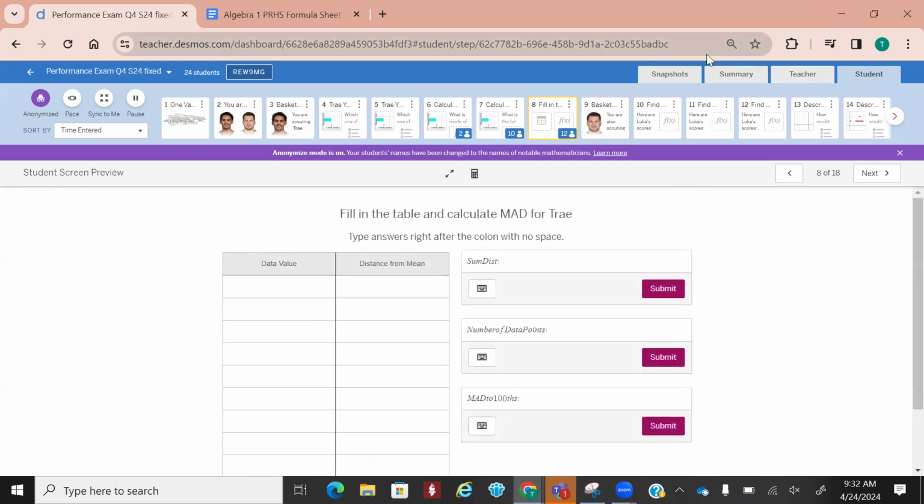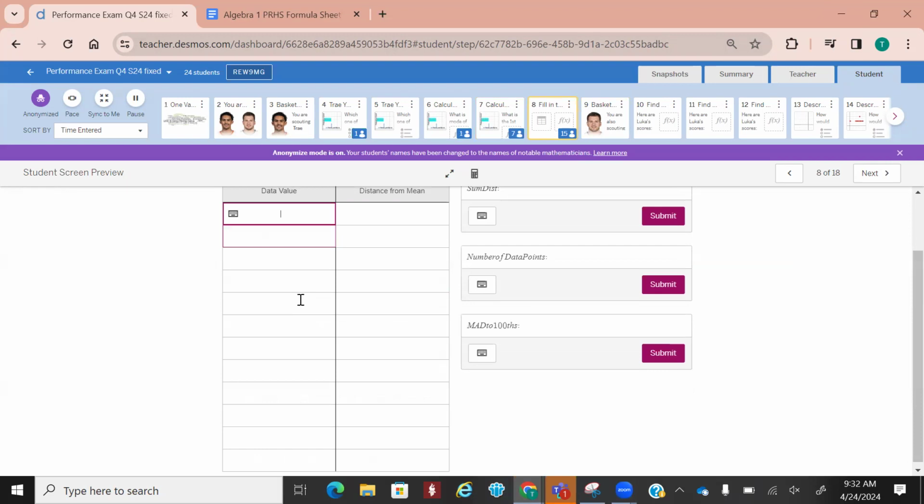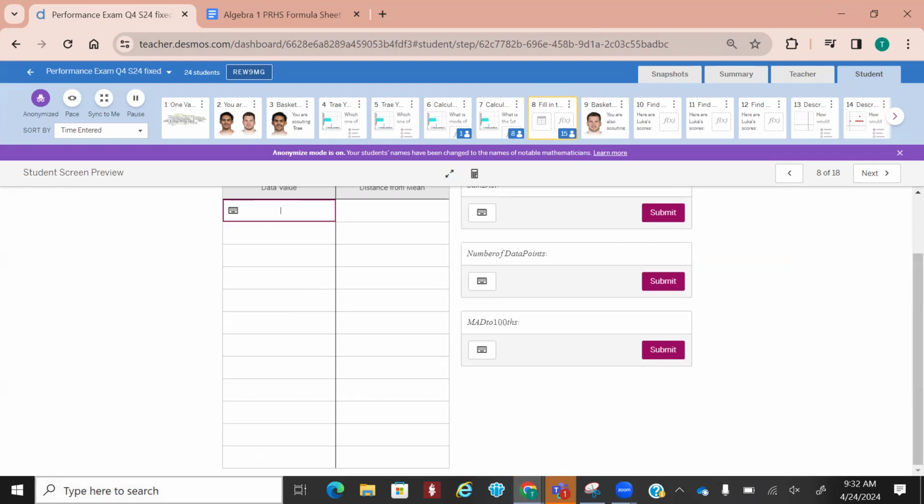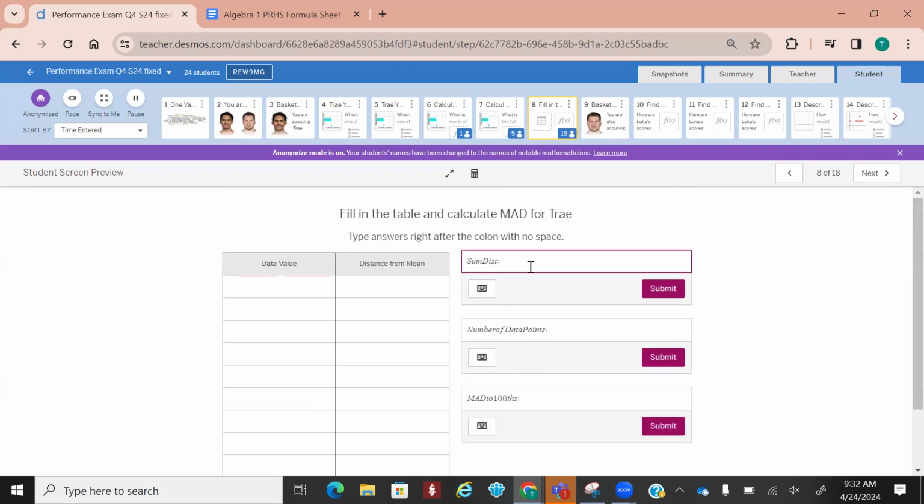Okay, on slide number 8, this is MAD. So what you're going to do is take all your points and fill them in on the left-hand side. Then you're going to subtract the mean and make them positive and put them in this column. The average. Then you're going to add them all together and put them in this. This is saying how many data points do you have, and then actually calculate the MAD by dividing the sum by the number. Go ahead and fill in this table real quick.